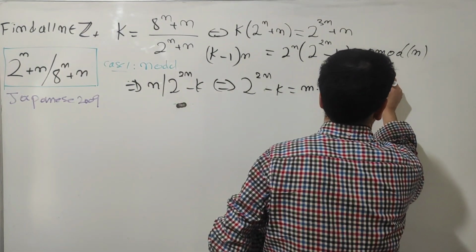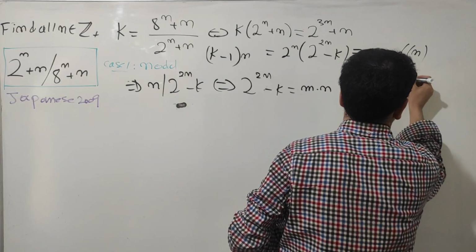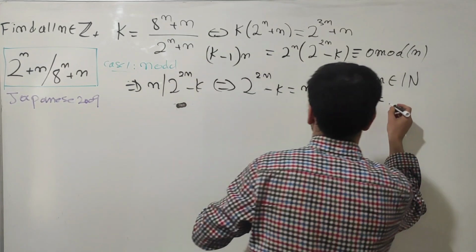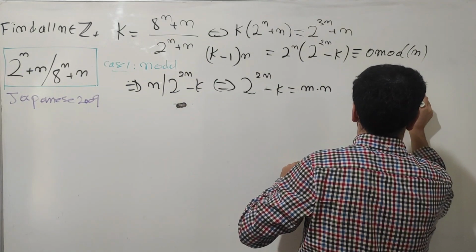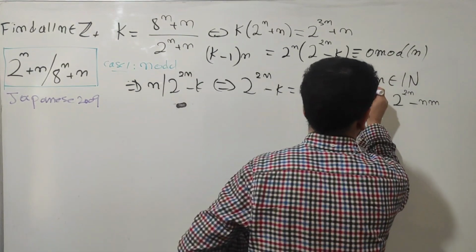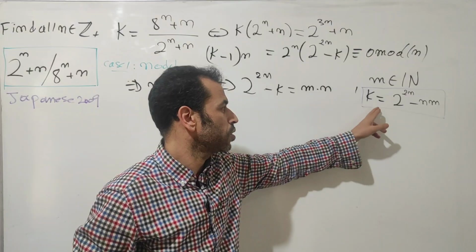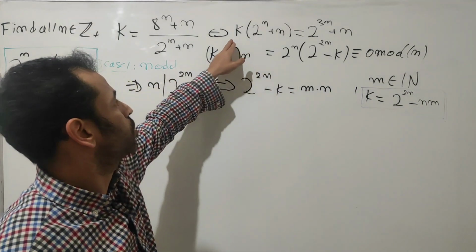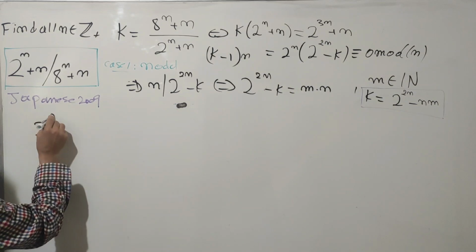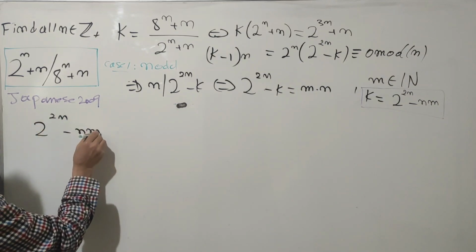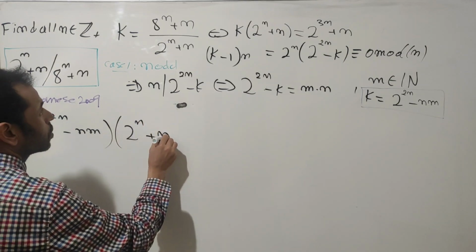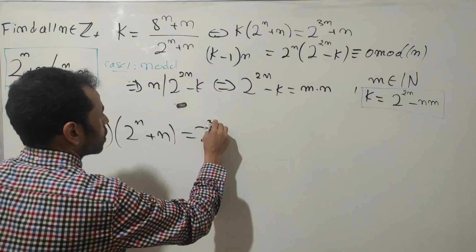So where is the m? m is some natural number, okay? Consequently, we get k equals 2 to the 2n minus nm, okay? So I get a nice expression here. Now I'm going to take this value of k and insert it back into the original equation. So I get the following: 2 to the 2n minus nm factor 2 to the 2n plus n, which equals 2 to the 3n plus n.